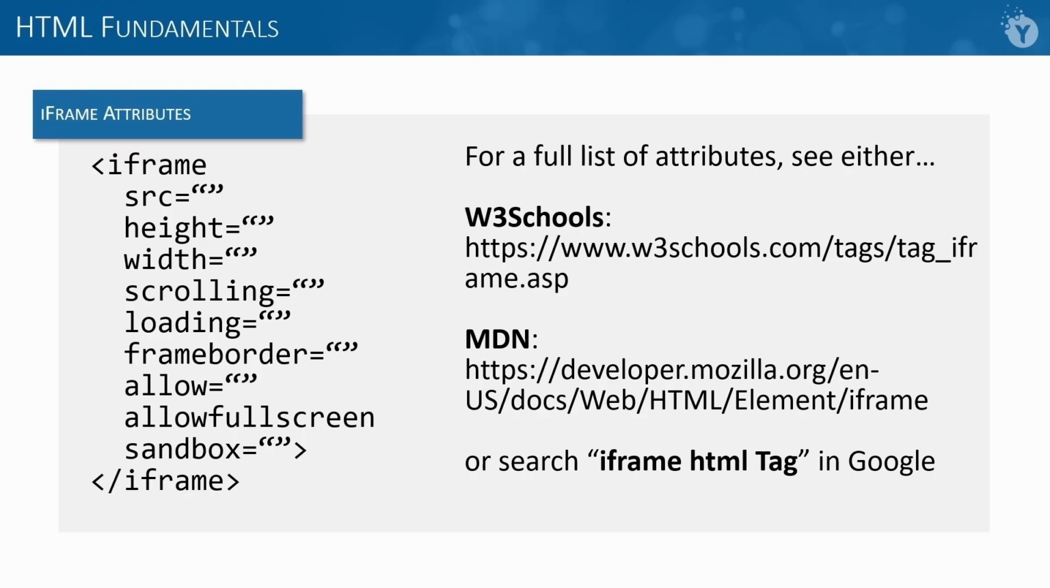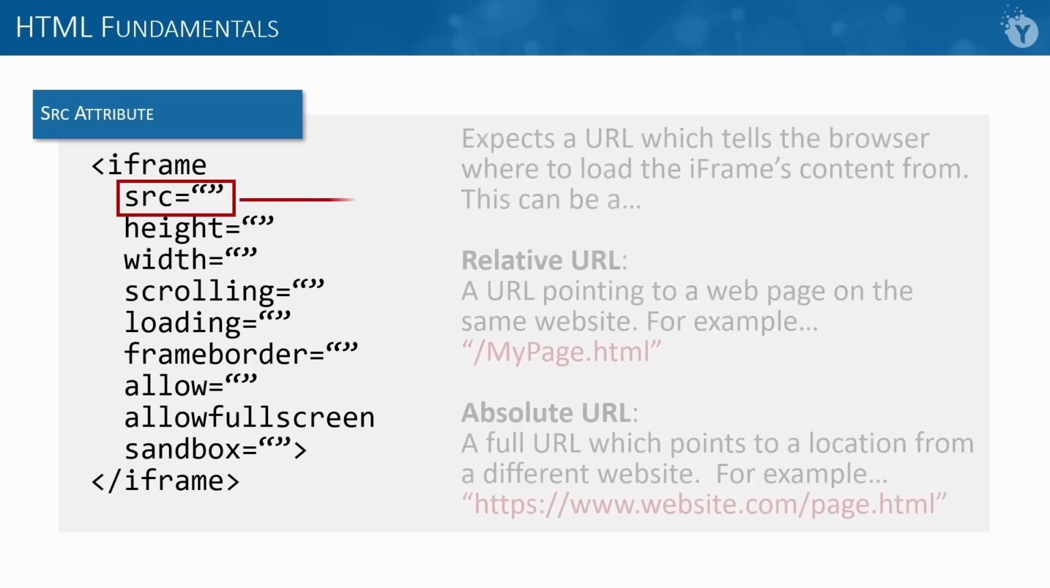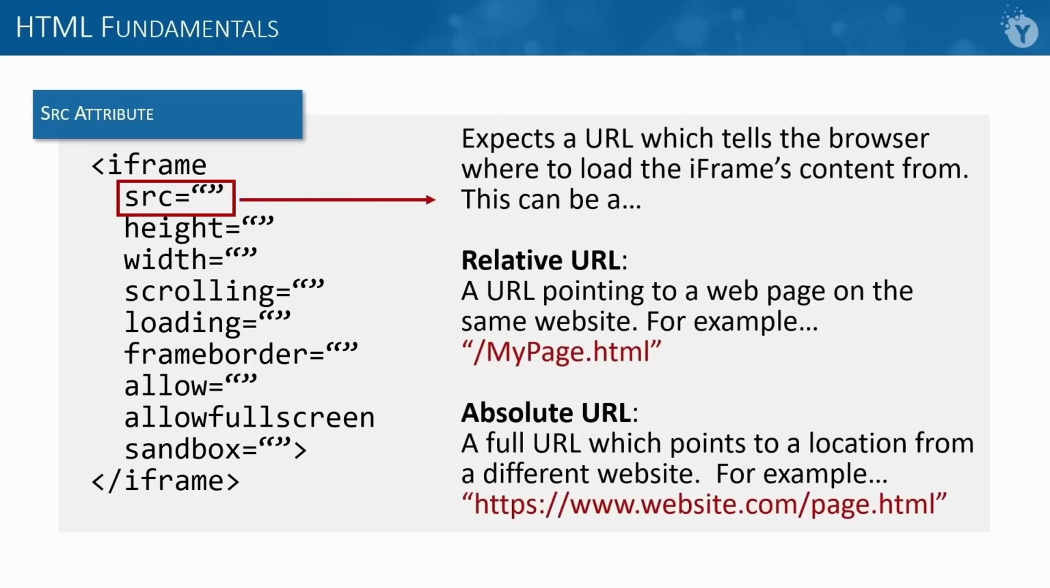For now though, let's start with the most common attributes so that you can get to grips with the iFrame tag. Firstly, please note that not all of these are required. If you want an iFrame to display content, then the only mandatory attribute is src, which stands for source. So let's start there. This attribute expects a URL, which tells the browser where to load the iFrame's content from.